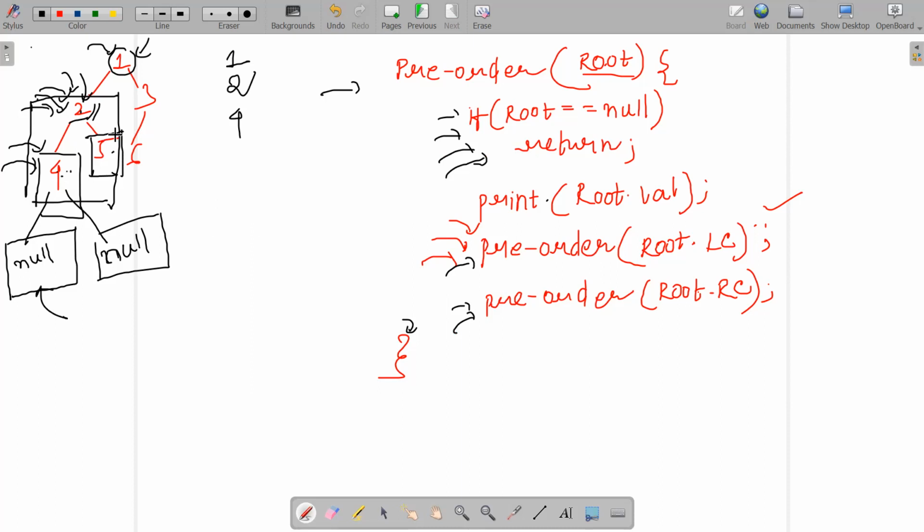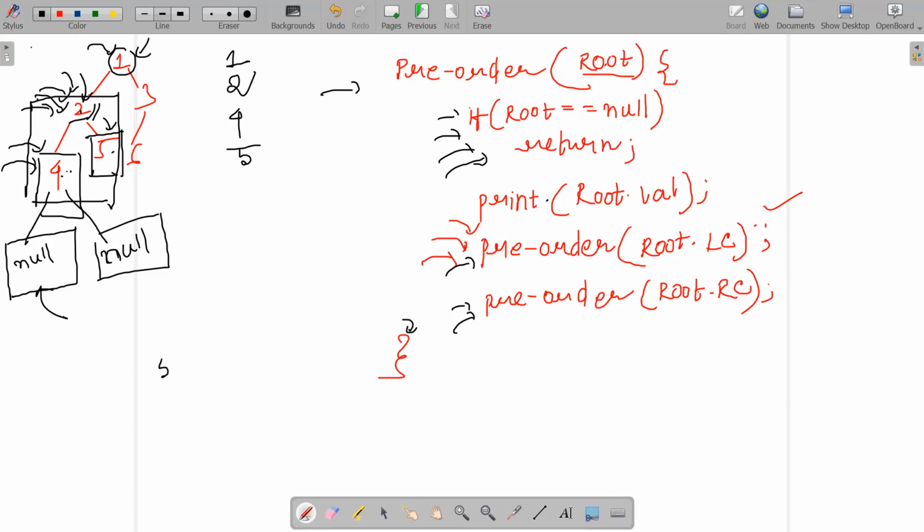Then what would happen? First, it is not rooted at null. Right now, the function call is at node, starting from root node 5. It is not at null. Then what would happen afterwards? Tell me. First 5 would be visited because root is not at null.